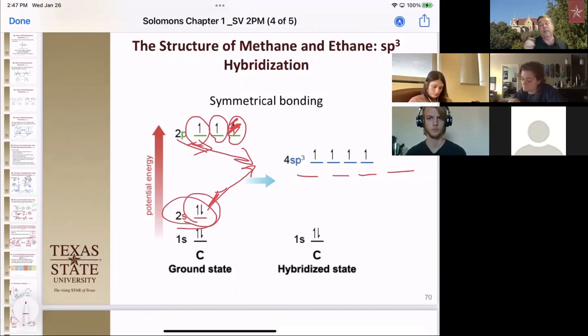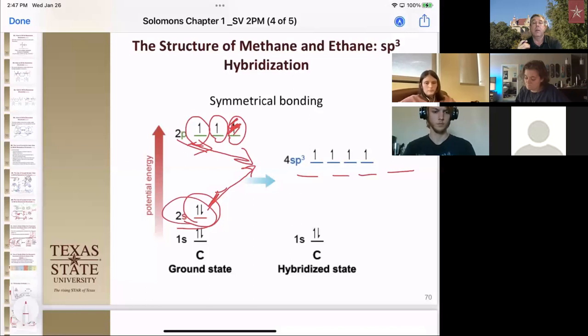Now, what's the point of blending them together? Well, now, number 1, they're all of equal energy. They're all of equal shape. And if they're all of equal energy and all of equal shape, that means they can spread out as much as they can in 3-dimensional space, which turns out to be 109.5 degrees.